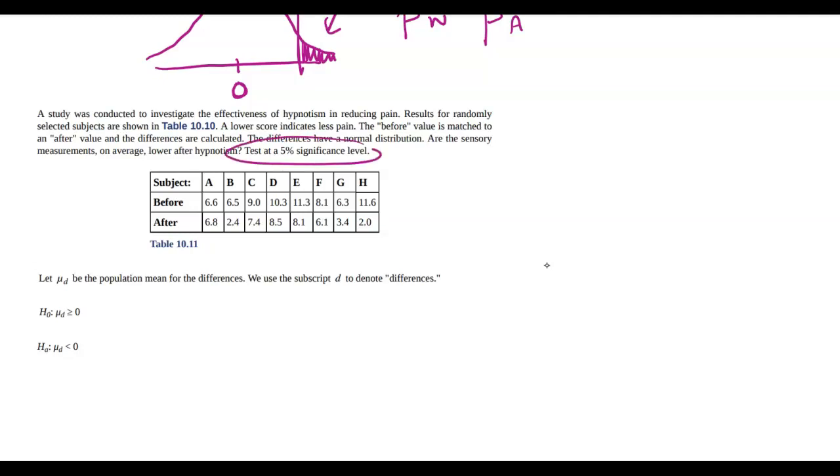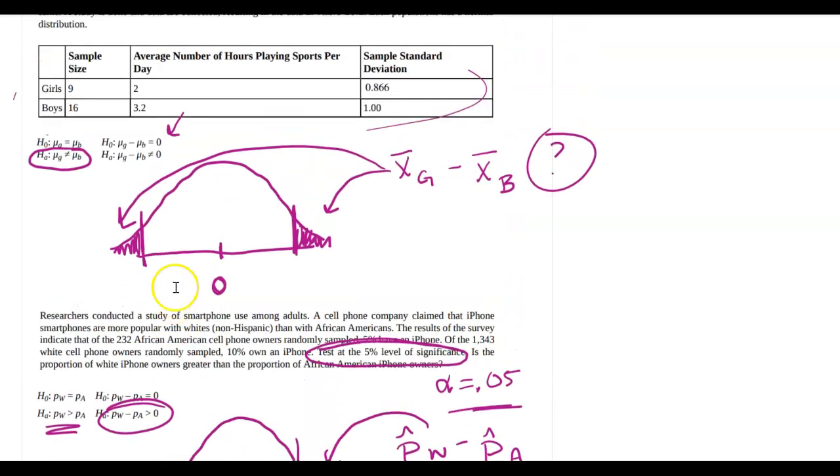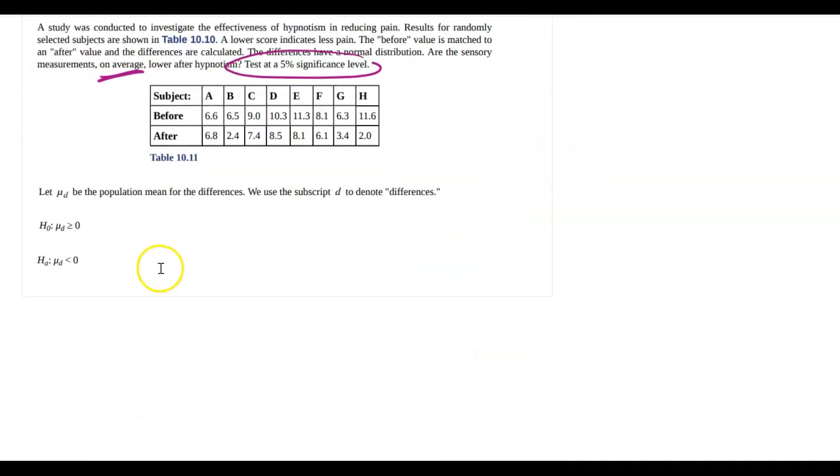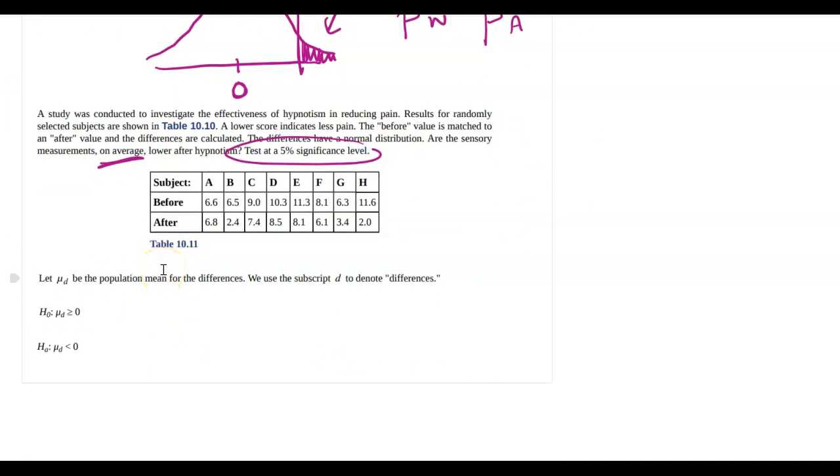Now, the difference here is that before, when we looked at two different means, notice it says on average. Before we looked at two different means, these were two different groups. We had a girl group and a boy group. In this problem, we only have one group, right? We have 1, 2, 3, 4, 5, 6, 7, 8 subjects, one n value with a before and an after. So note how this is set up. It's the population mean for the differences.